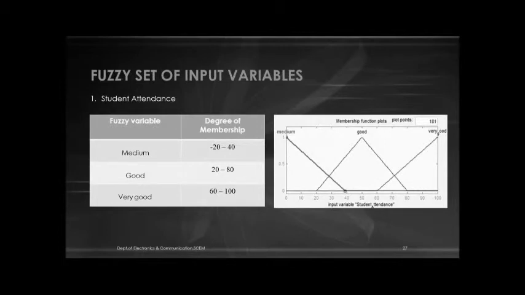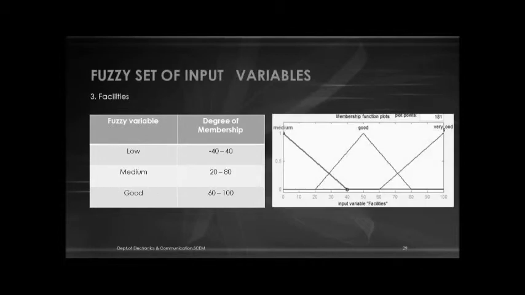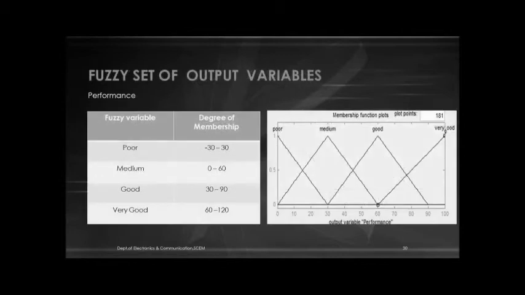The fuzzy sets of input variables, here giving the ranges of the student attendance. Here it goes like this. This is the second input, teaching effectiveness. This is my third input, facilities. This is my output, the student performance. These are the ranges.